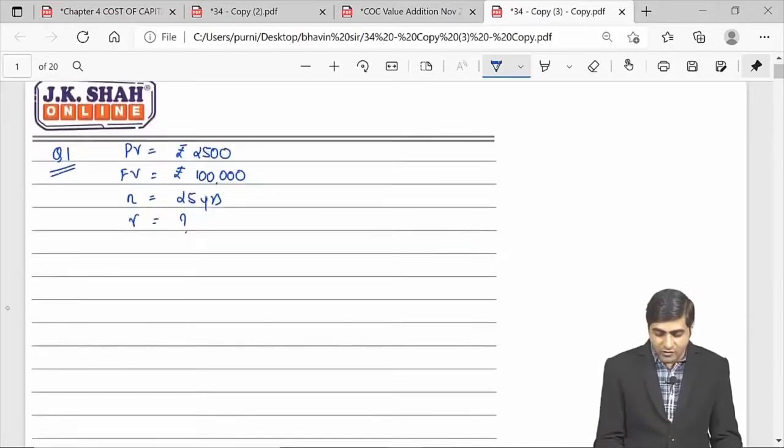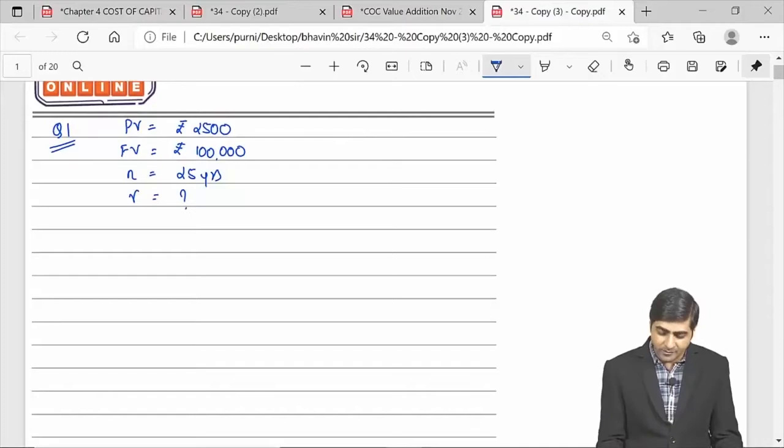So guys, we can use the concept of the compound interest formula. So what is your compound interest formula? As you all know, it's nothing but amount is equal to principal into (1 plus r) raised to the power n, or else we can also write this as future value, because the amount will be received in the future.